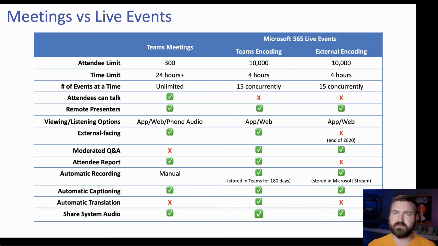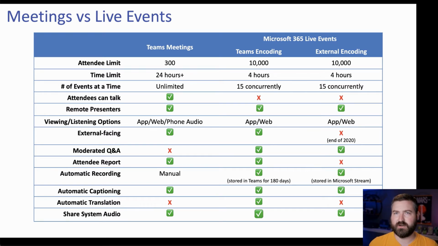You can have as many Teams meetings as you want in your organization. At Cerner, we have hundreds of thousands of Teams meetings every month, probably every week now that we're all working from home. But when it comes to a Teams live event or a Microsoft live event, you can only have 15 concurrent live events for your entire tenant. That might seem like a really low number, and actually it's been raised to 50 now because of COVID-19, but it's going to scale back down to 15.